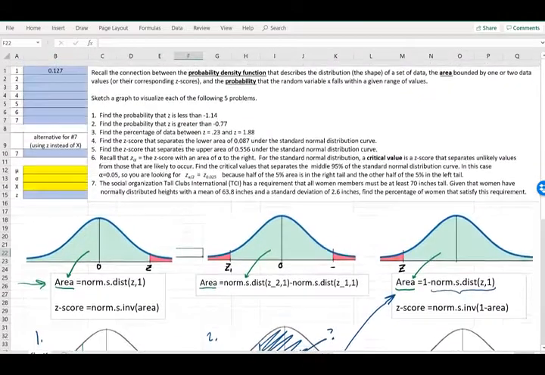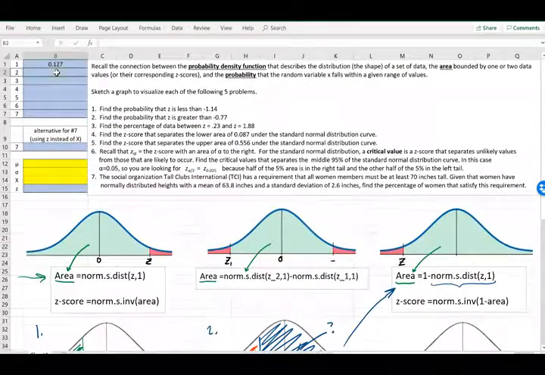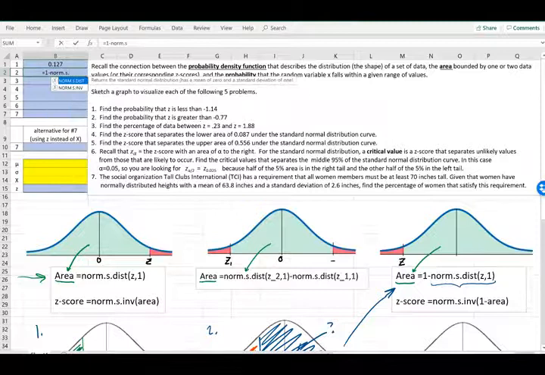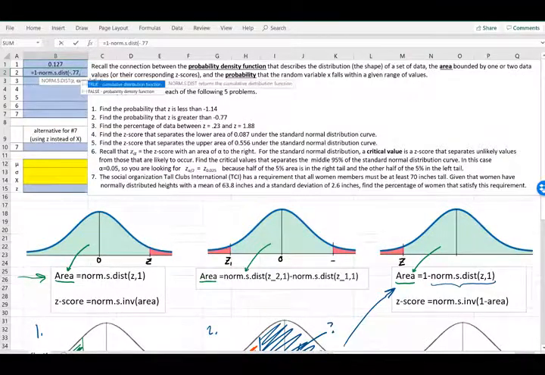Okay, so let's come up here and see if we could answer this question. So the probability that z is greater than negative 0.77 should be equal to 1 minus the probability that z is less than negative 0.77, or 1 minus norm.s.dist for distribution. Our z-score is negative 0.77 and cumulative always 1.